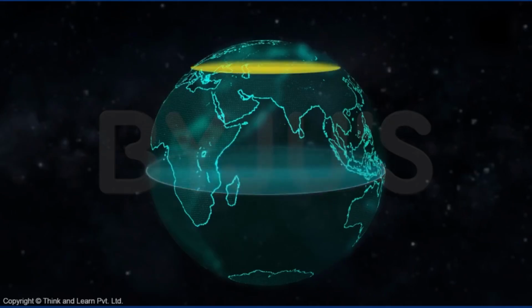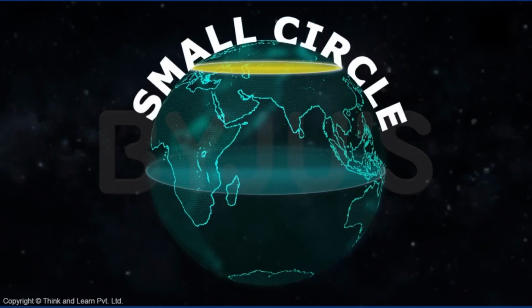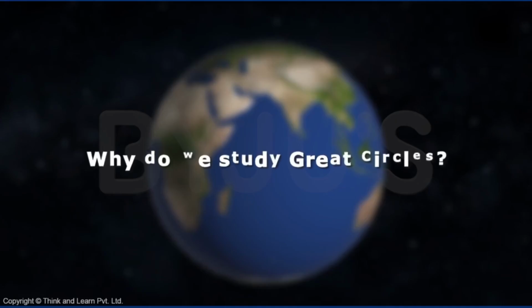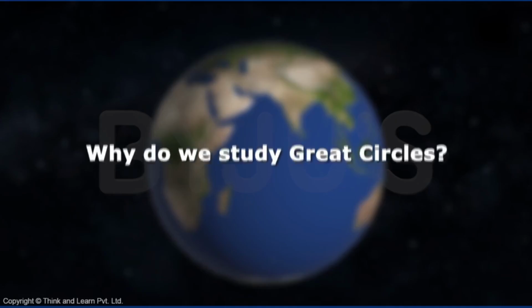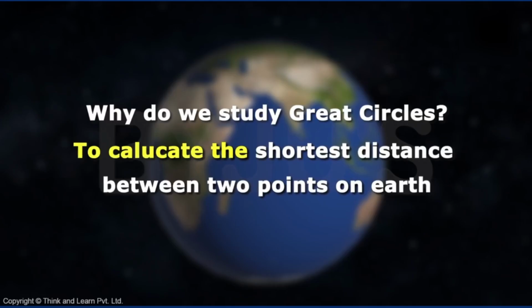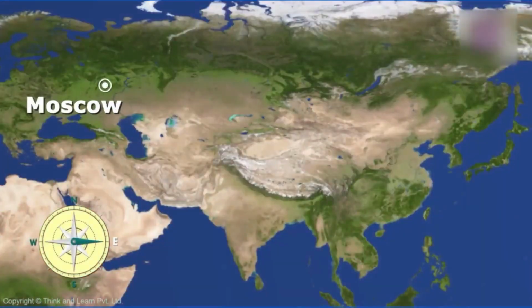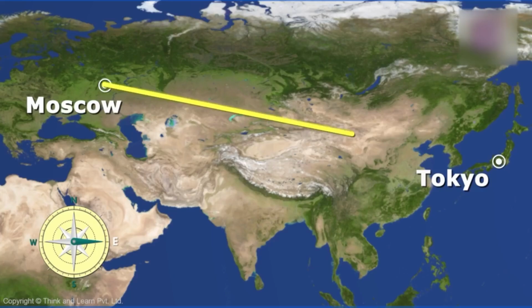The circle whose solid disk does not pass through the center of the Earth is what we call a small circle. Now, coming to the importance of why we study these great circles. The answer is to calculate the shortest distance between 2 points on Earth. Let's take an example. This is Moscow, and this here is Tokyo. If I ask you to draw a path that is the shortest distance between the two places, how will you draw it? Something like this, isn't it?